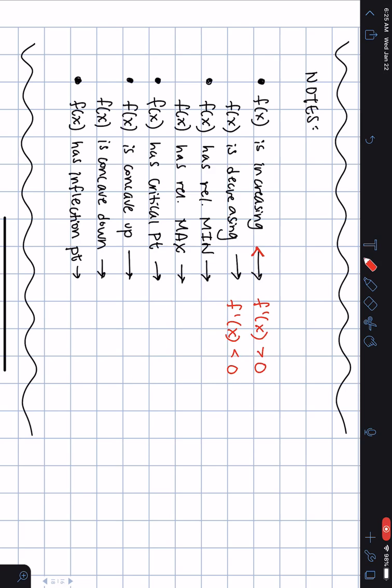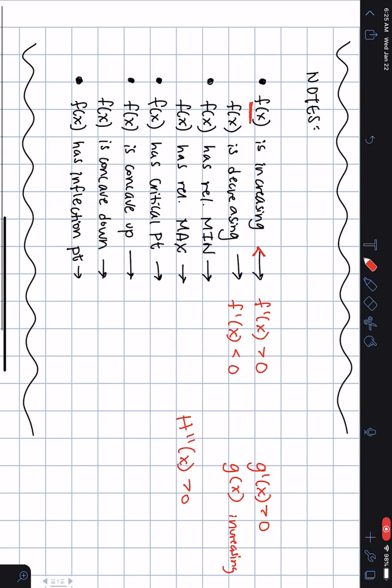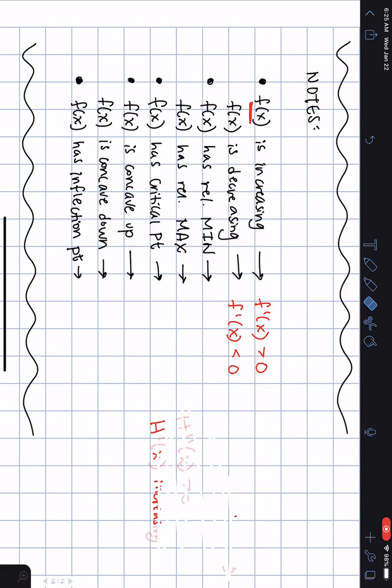If some slope or if some derivative is greater than 0, that means that the original function was increasing. So if I said g prime of x is greater than 0, that means g of x is increasing. If I said big H double prime of x is greater than 0, that means that big H prime of x is increasing. So you see I'm going back by one derivative. Okay, so let's continue on.